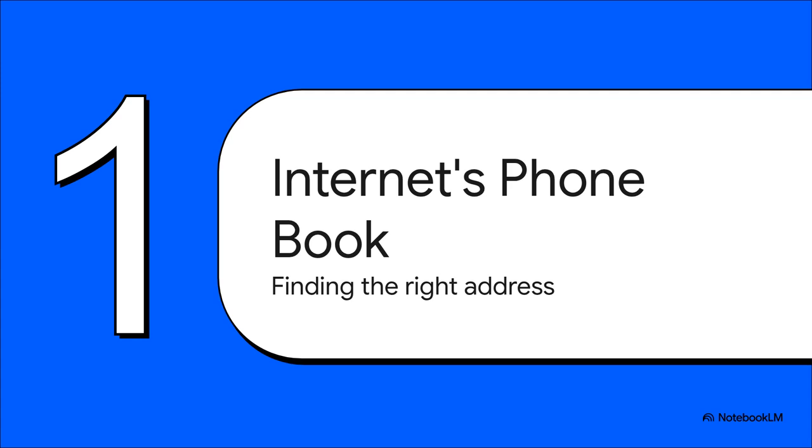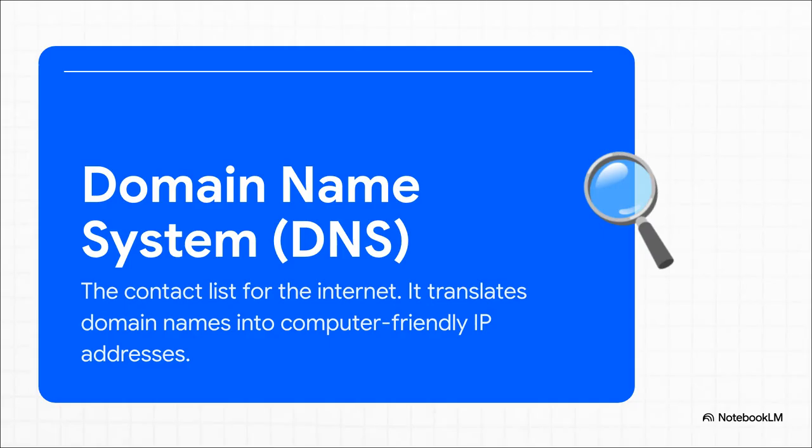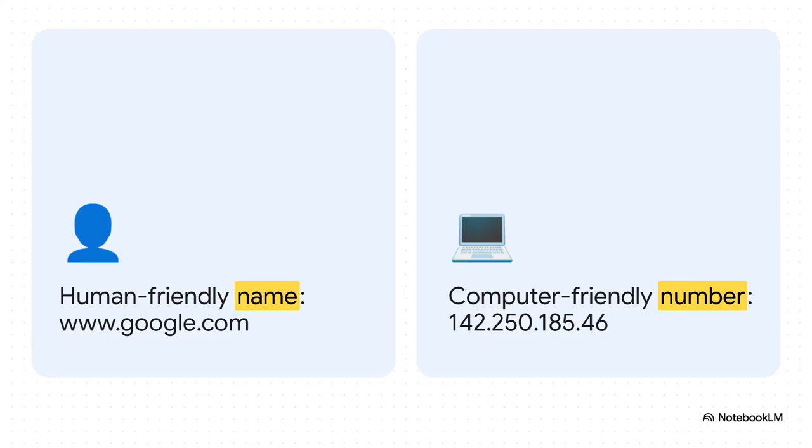Okay, so our journey actually starts before a single piece of your app's data even gets sent. First things first, the user's browser has to figure out where to even go. And for that, it needs what's basically the internet's giant phone book. And that phone book has a name. The Domain Name System, or DNS. You've probably heard of it. Its job is super simple, but absolutely vital. It's the contact list for the entire internet. It translates the website names that we humans can actually remember into the numbers that computers actually understand.